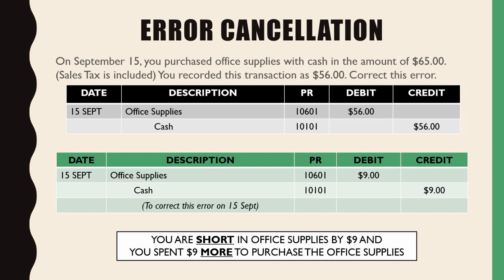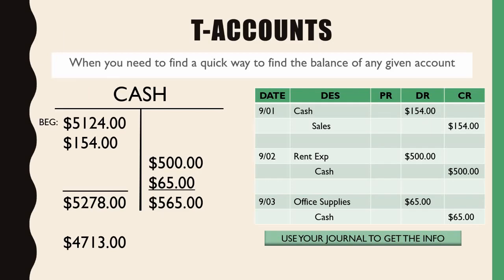But in this case, it doesn't matter because at the end of the day, the goal is the same. You're correcting a mistake that you did. It doesn't matter how you get there. So in this one, it doesn't matter whether you switch between the two. All right, so let's talk about T accounts.